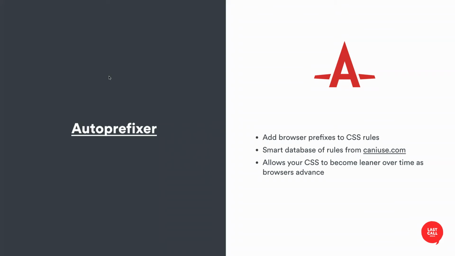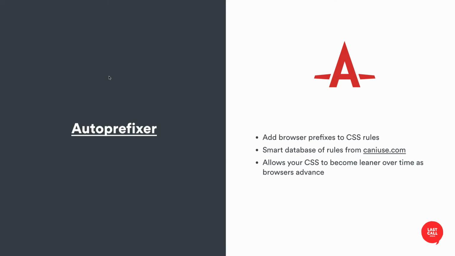Autoprefixer pulls from the database of caniuse.com, which if you've used that site before is really comprehensive in terms of what browsers support what prefixes and attributes. So it'll prefix your code. If you type in border radius, which is probably not a great example because most browsers just support that unprefixed these days, Autoprefixer is capable of saying, okay, IE 8 doesn't support that, and you've specified that you want IE 8 support, so we're going to prefix this for you.